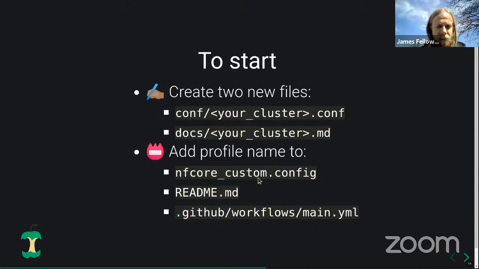Once you've made your fork and made your branch, you then need to create 2 new files, one under the configuration directory, which is where you're going to actually put the configuration file itself, and also a documentation file in Markdown format in docs. Then you need to add your profile name to these 3 files, which is how nf-core organizes a lot of this stuff. It's quite straightforward where to put your name there. Just have a look in there, and you'll find where the long lists of the other profiles are.